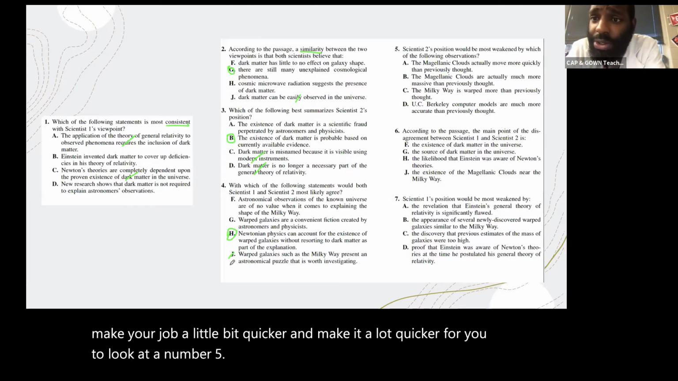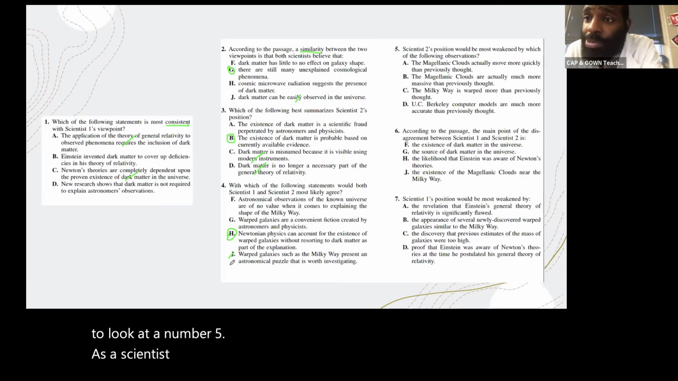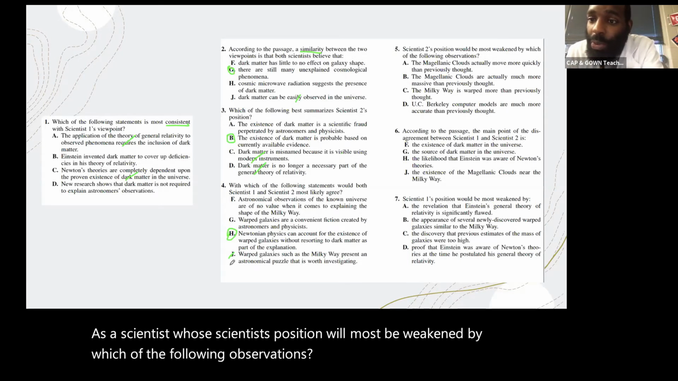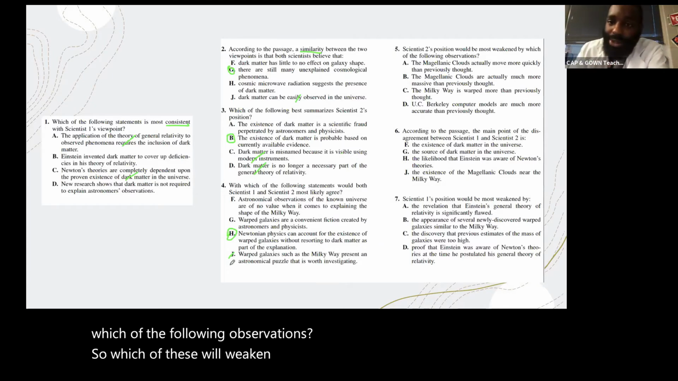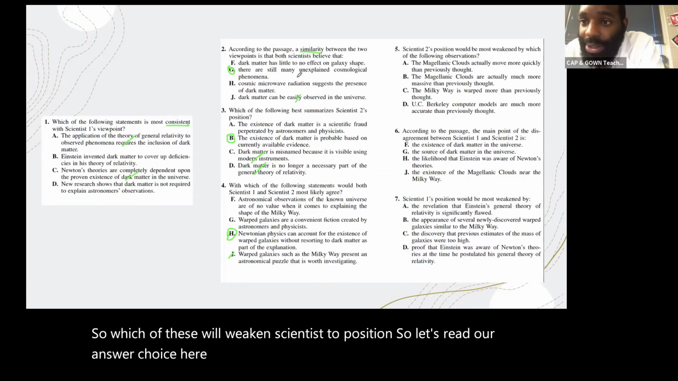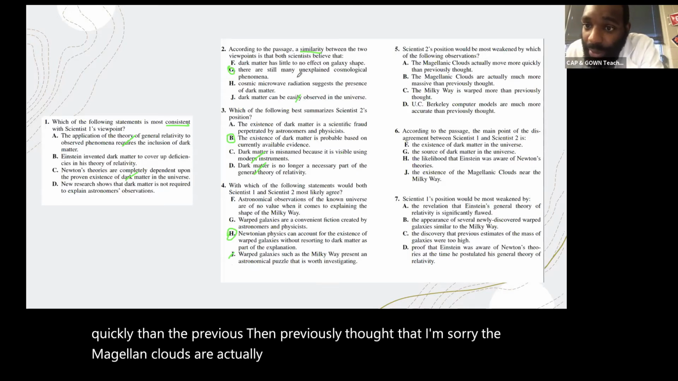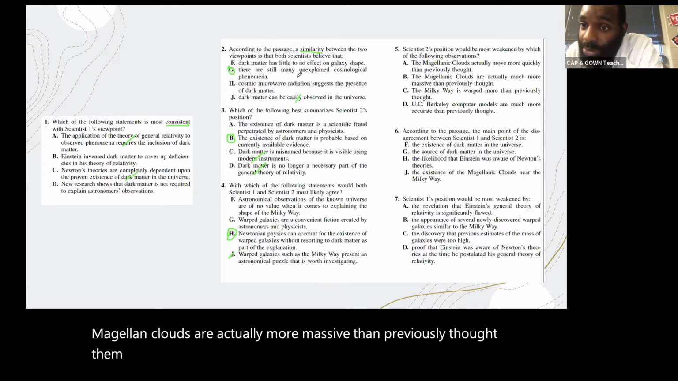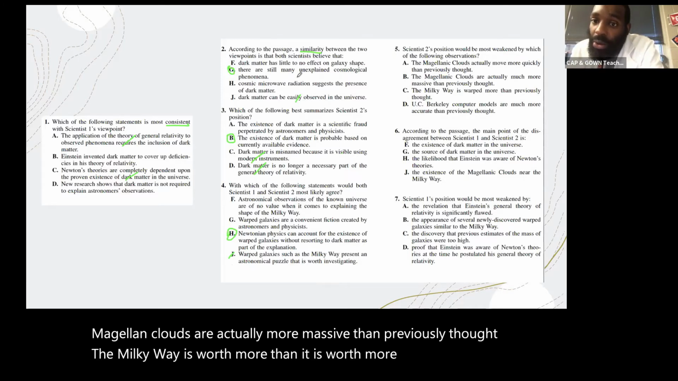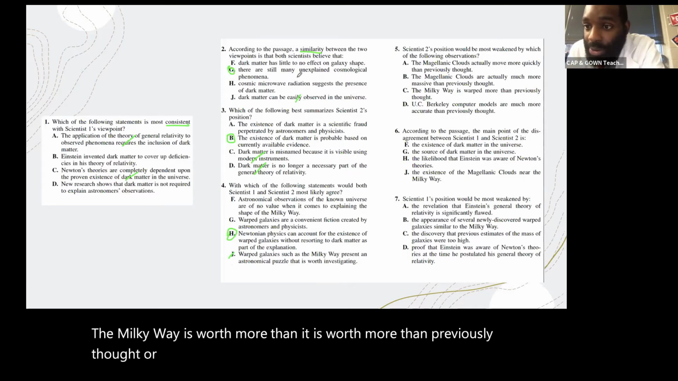It says scientist two's position will be most weakened by which of the following observations? So which of these will weaken scientist two's position? Let's read our answer choices here. The Magellan clouds actually move more quickly than previously thought. The Magellan clouds are actually more massive than previously thought. The Milky Way is warped more than previously thought. Or UC Berkeley computer models are more accurate than previously thought.